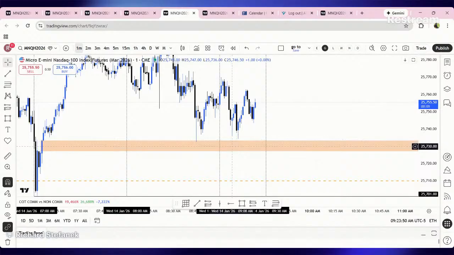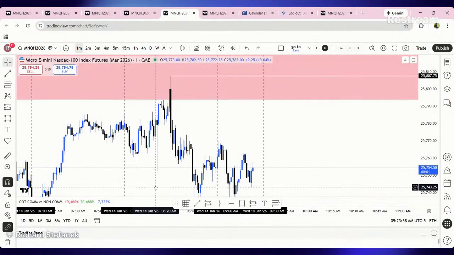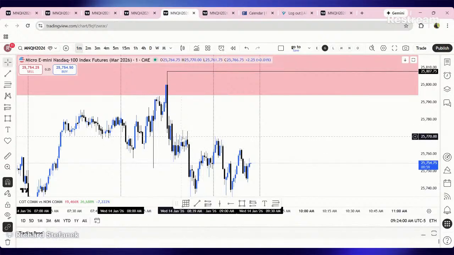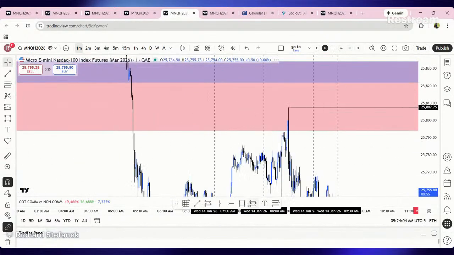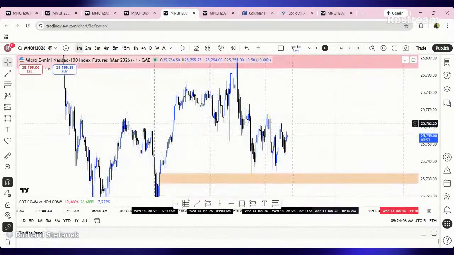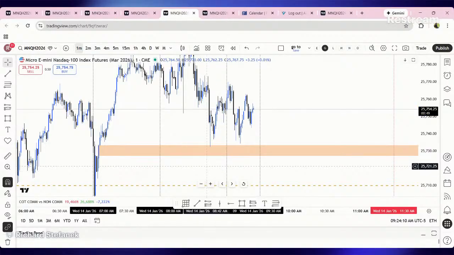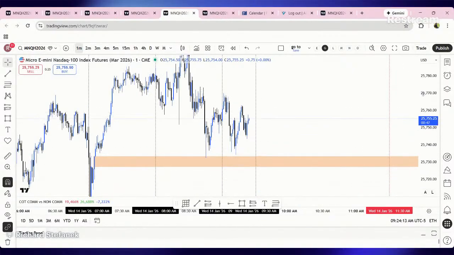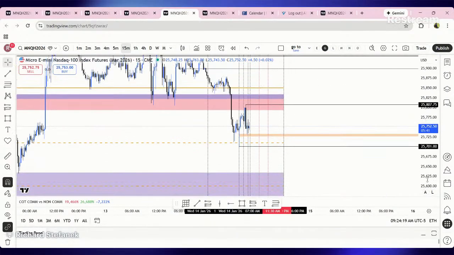Can't touch it there. What do we have here? Equal level lows. Where is it smooth? Smooth right here. We got some liquidity here. Got about 6 minutes, 5 minutes. Back up to the 15-minute chart.